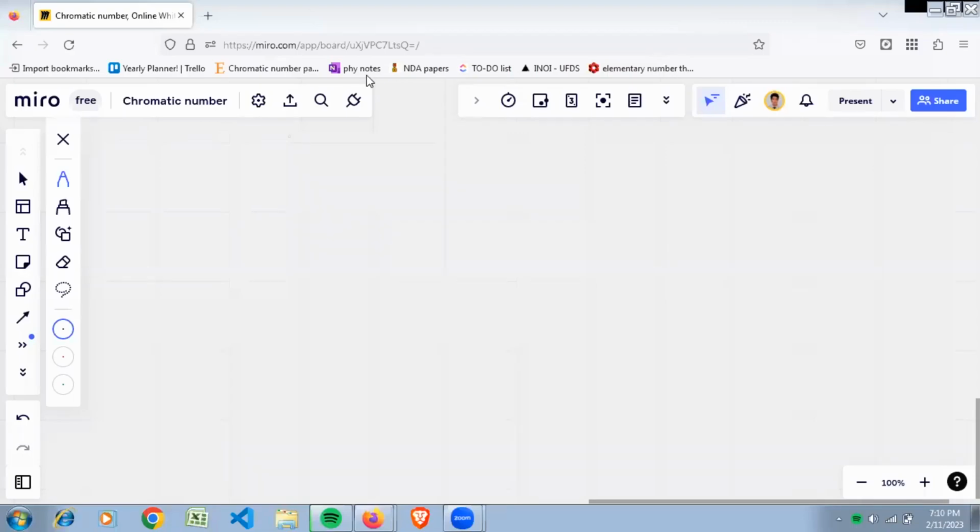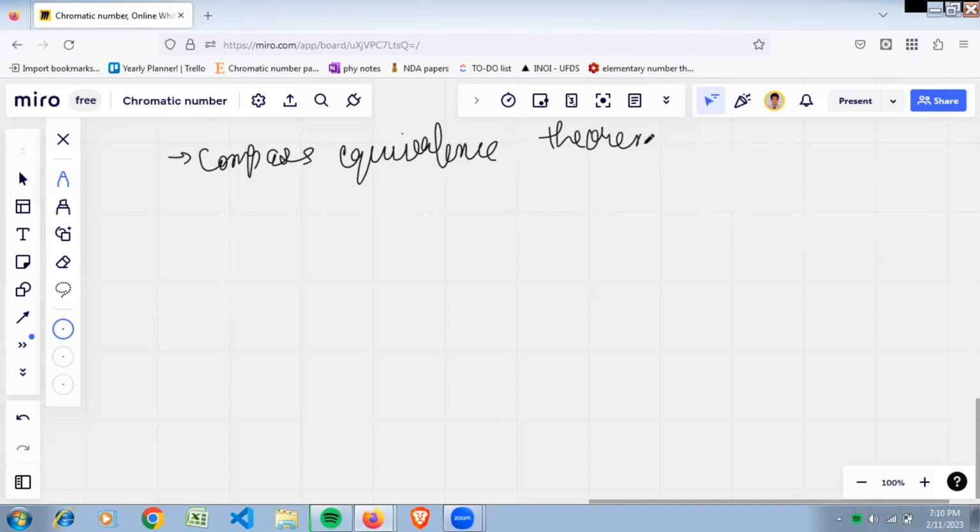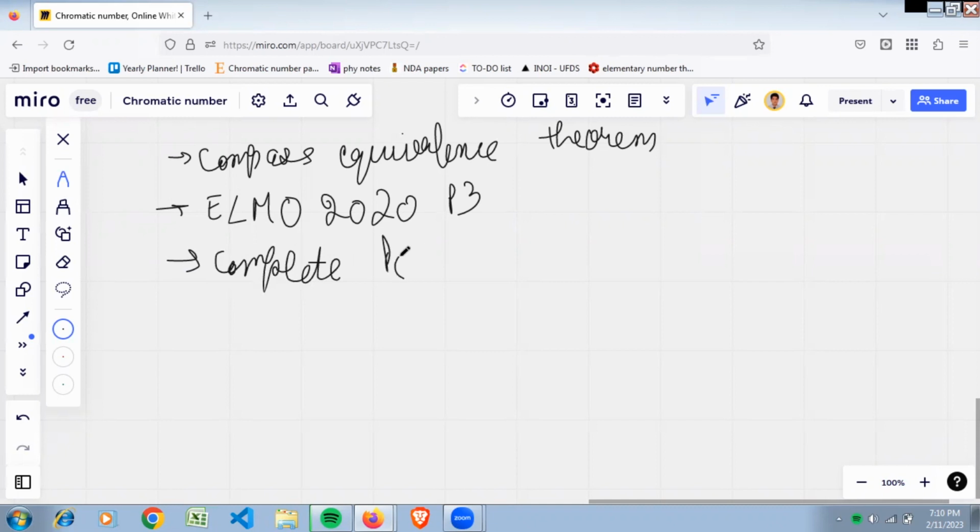Okay, hi everyone. So this is Construction Geo class 2. The plan for today is we'll first see the compass equivalence theorem. And we'll see a very cute problem on Construction Geo, which is Elmer 2020 P3. We'll complete the Steiner-Ponsle theorem, or Ponsle-Steiner. This is the basic plan, but we'll see if we get more time or less, or how it goes.